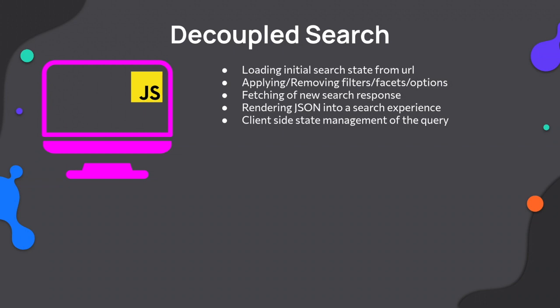And then you need to be able to render that JSON response into a search experience that the user is expecting. And there's a little bit of client-side state management of the query, right? So you need to keep track of what the query is, and sometimes what some of your elements are displaying versus what they're sending to the endpoint. So there's a little bit of state management as far as the current state of the search and how everything is interacting with each other. So that's a couple of decoupled search considerations.